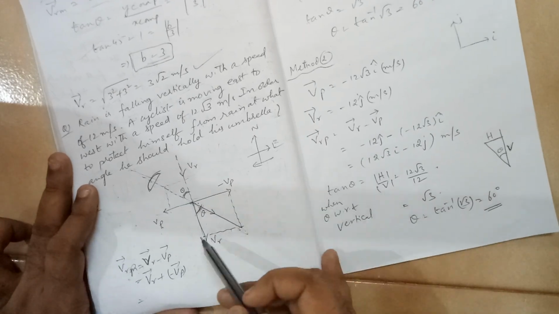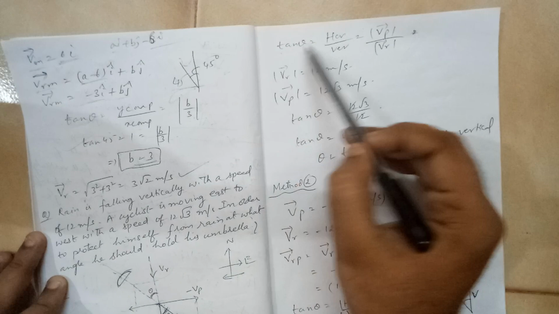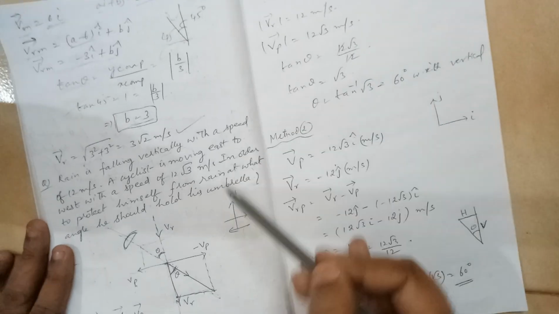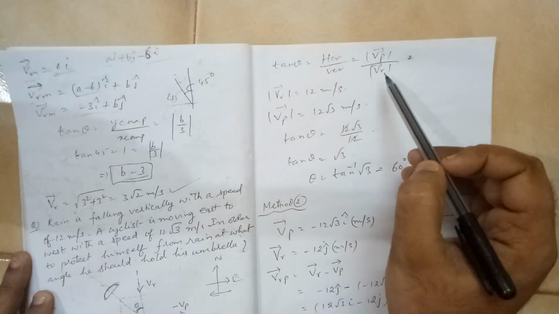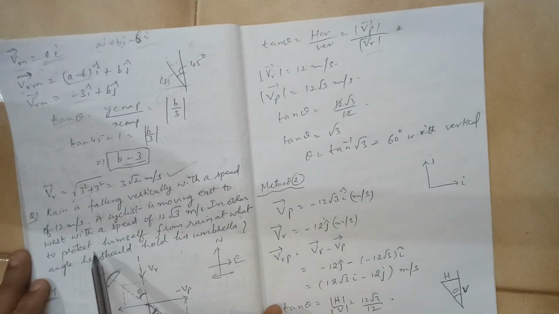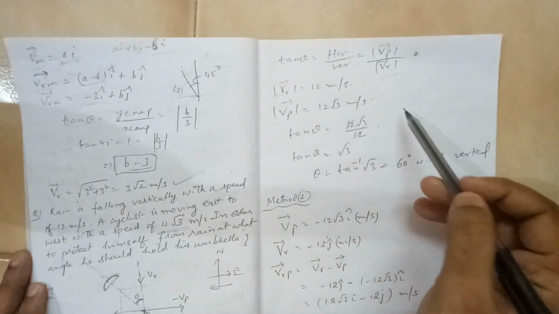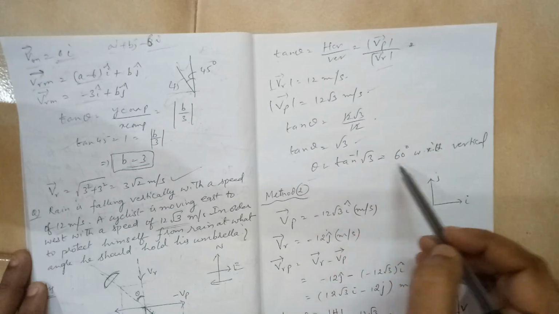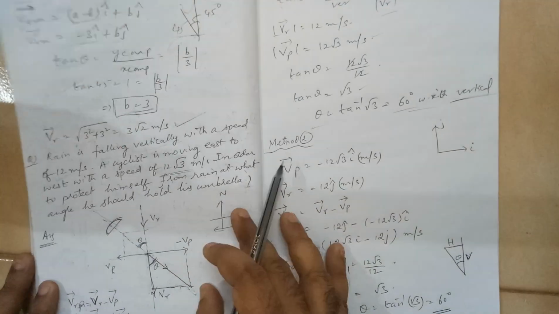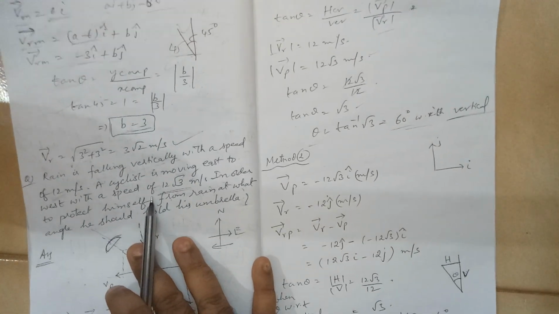So what is theta? Tan theta is equal to this side by this side, that is horizontal by vertical. So it is the magnitude of VP divided by the magnitude of VR. VR is given as the speed of the rain, 12 meter per second. Man's speed is 12 root 3 meter per second. So just divide that. You get tan theta is equal to root 3. Theta is equal to 60 degrees with the vertical. That means 60 degrees he has to make in order to avoid the wetting.